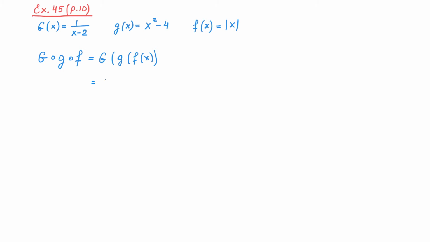So we will bring down g, then in parenthesis, in place of x, we will write absolute value of x squared minus 4. Now, because the exponent 2 makes a number positive anyway, we can remove the absolute value, and this will be the same as x squared minus 4. Now, this tells us that in the g function, we have to replace x with x squared minus 4. So this will be equal to 1 over x squared minus 4 and then minus 2. Then the final result will be 1 over x squared minus 6.